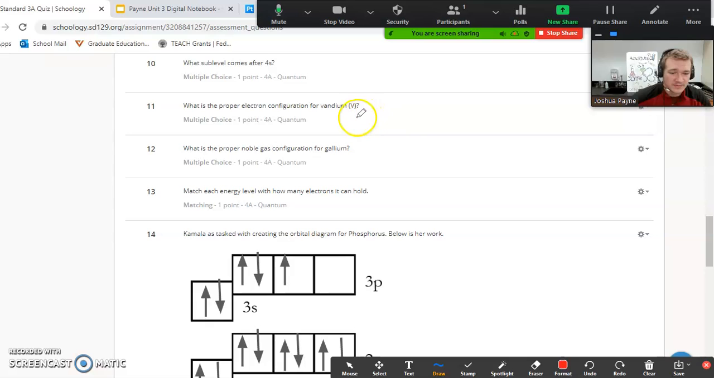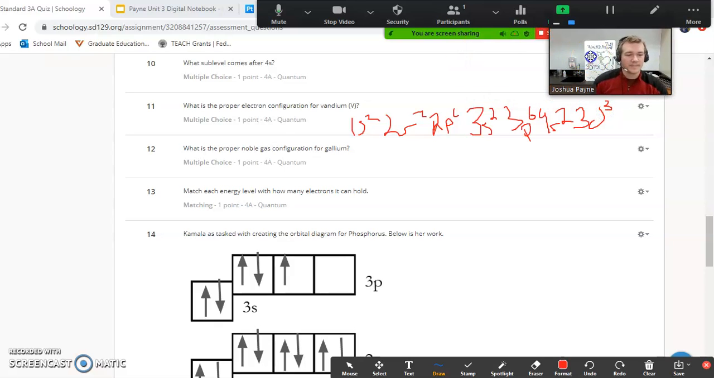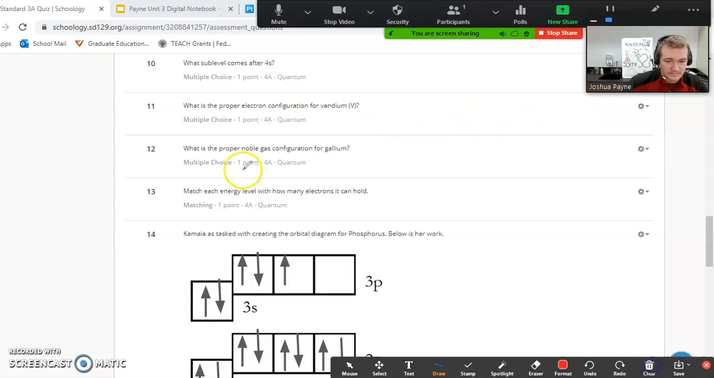We should have for vanadium 1s2, 2s2, 2p6, 3s2, 3p6, 4s2, and then 3d3. That's our electron configuration for vanadium.